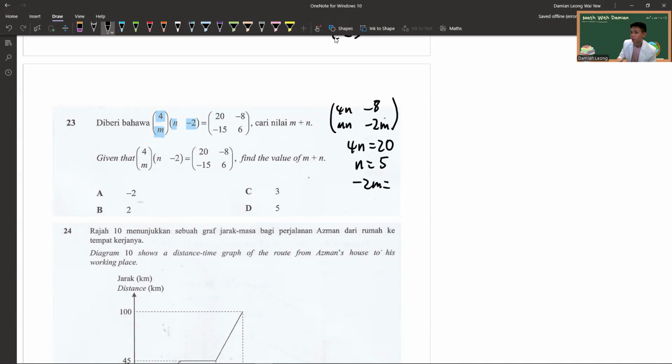Negative 2m equals 6. m would be 6 divided by negative 2, which is negative 3. So m is negative 3, n is 5. m plus n, negative 3 plus 5, we get 2. Answer B. Right.